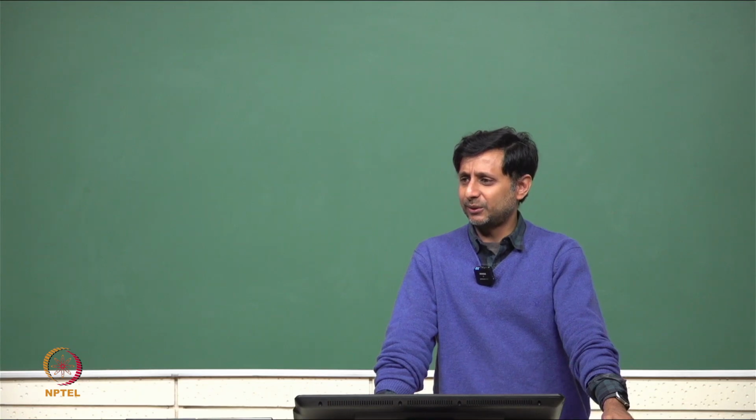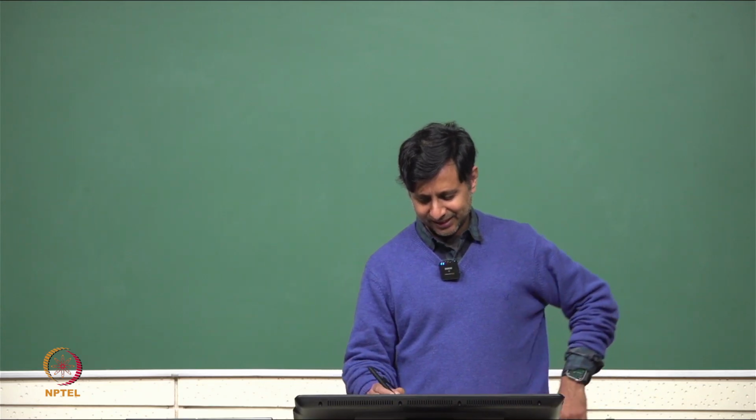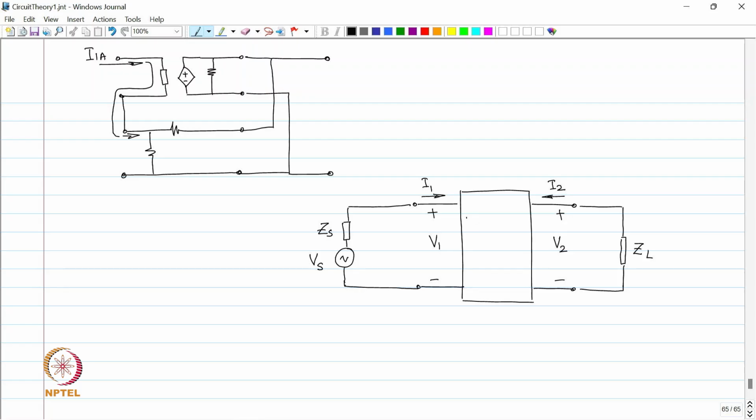Which one? Which is your favorite? Z is everyone's favorite. Okay. So, let us say that V1 is equal to Z11 I1 plus Z12 I2, and V2 is equal to Z21 I1 plus Z22 I2. This is all known.